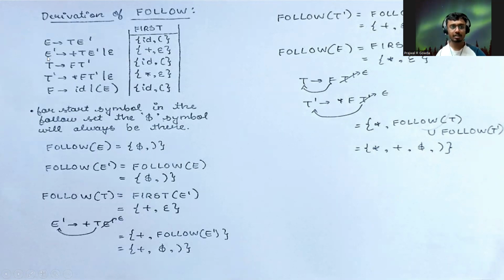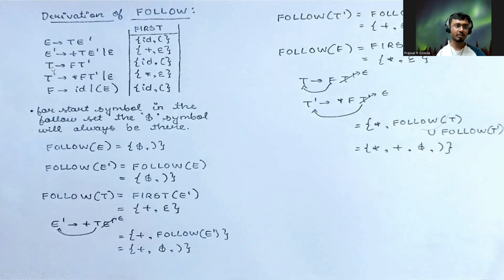Next, let us consider E dash. For the follow of E dash, on the right hand side of the productions, E dash is present in this production and in this production. In this production, it is followed by E itself. So follow of E dash is equal to follow of E. Follow of E is dollar sign, comma, closing parenthesis.